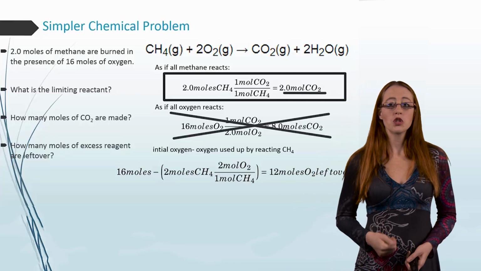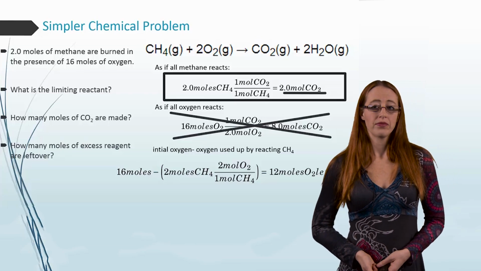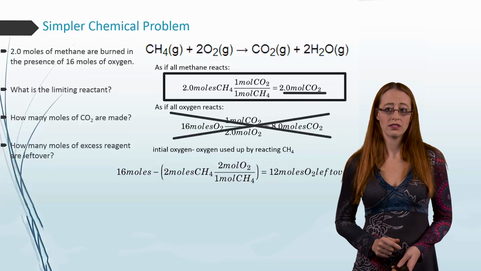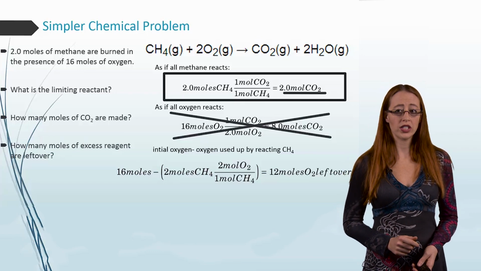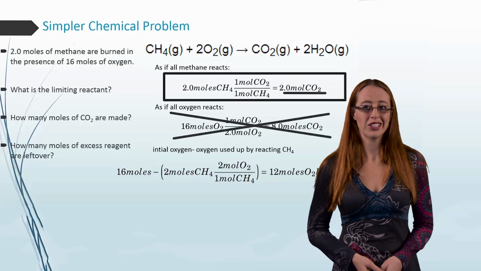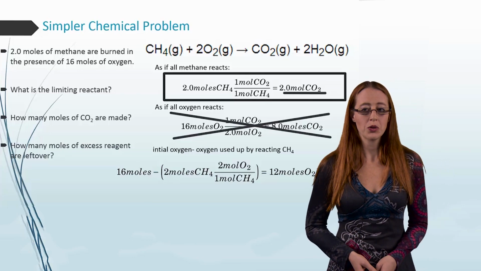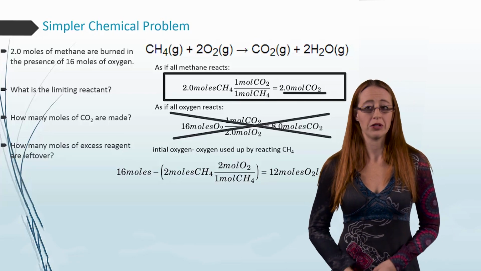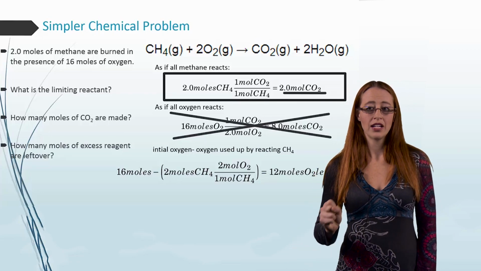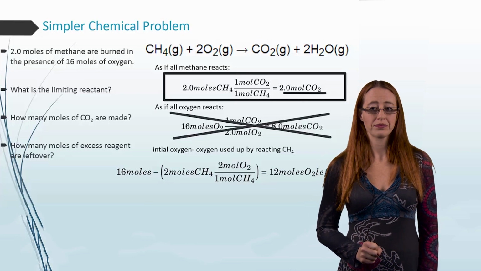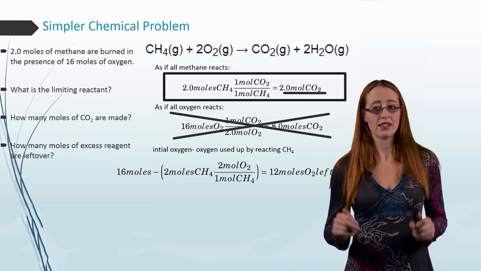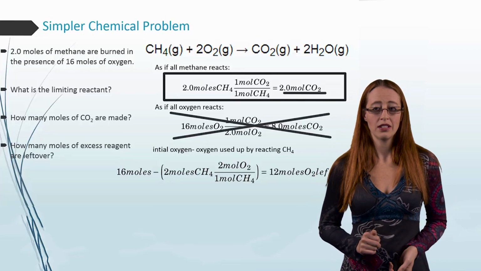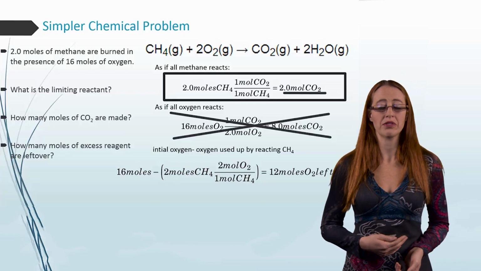So we start with our 2 moles of methane, and we say, okay, for every mole of methane, you're going to use 2 moles of oxygen. That conversion factor I put in there is based on the coefficients in front of the chemical equation. We have a 2 in front of the oxygen and a 1 in front of the CH4. So everything in that parentheses is how much oxygen is used up. So we have 16 moles minus 4 moles is 12 moles of O2 left over.